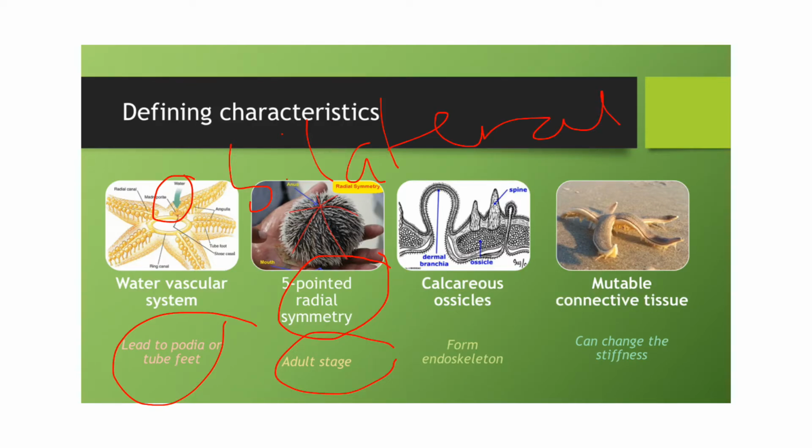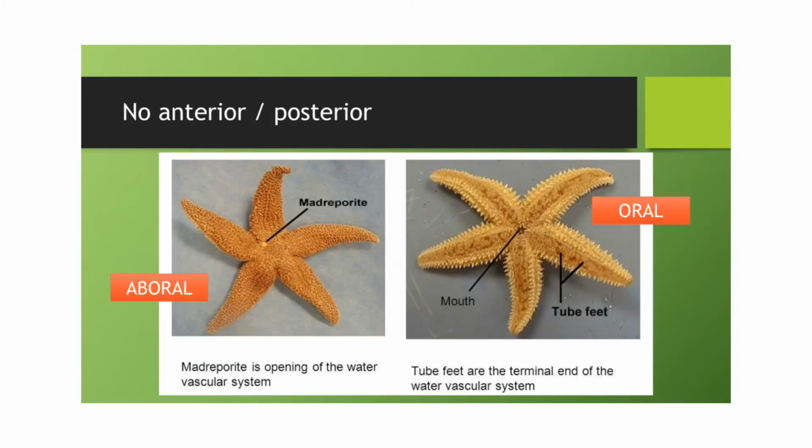To support their body, they have calcareous ossicles that form the endoskeleton. And they also have mutable connective tissue that can change stiffness, whether hard or soft, which helps the echinoderms with locomotion. And unlike other animals, they don't have an anterior and posterior part of the body, but instead they have the aboral and also the oral.